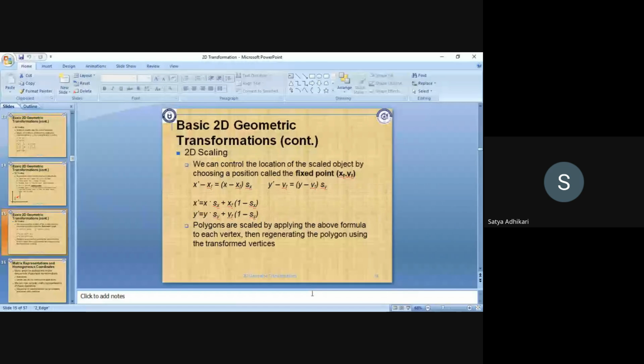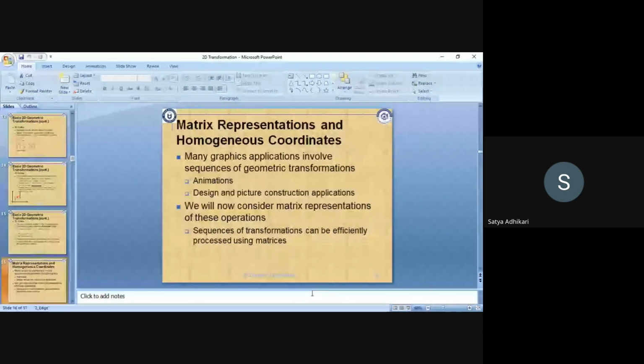You know that a polygon consists of some lines. So we know how to scale a line. After this, we have to redraw or join the lines, and then you will get a new polygon with a new size.